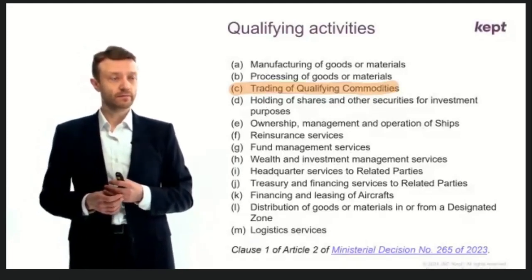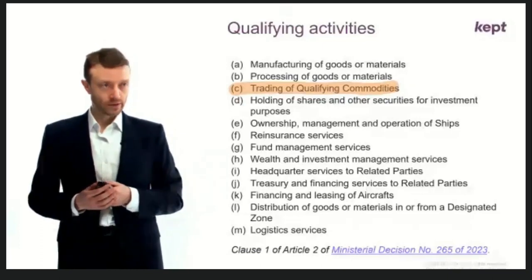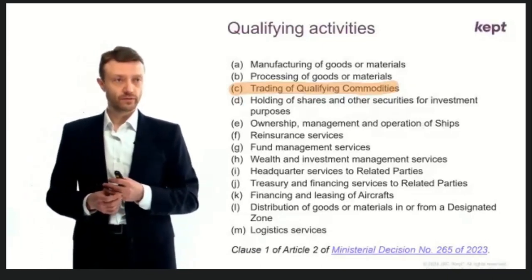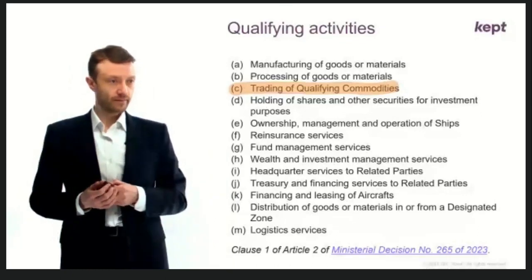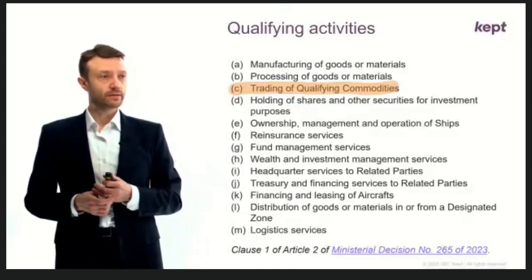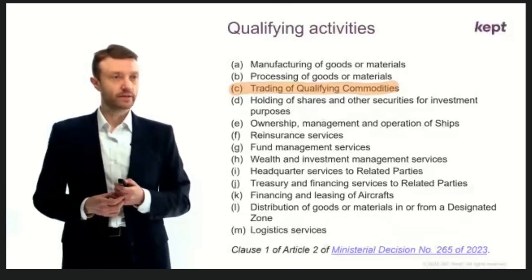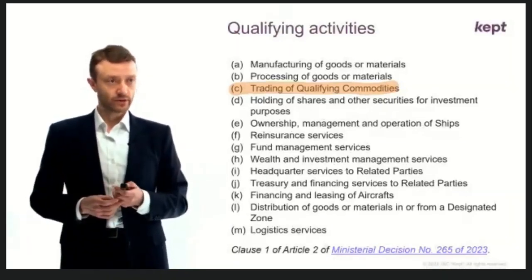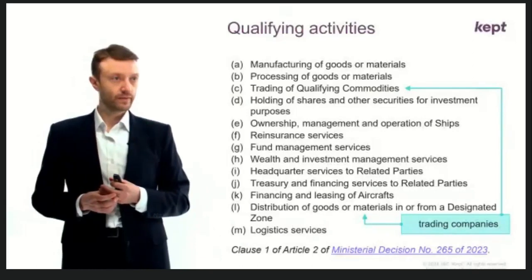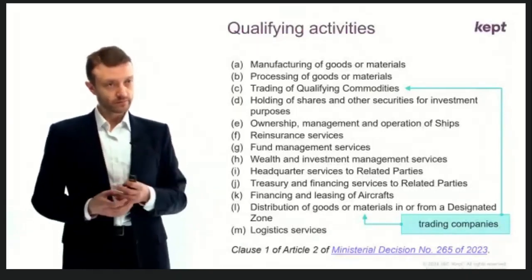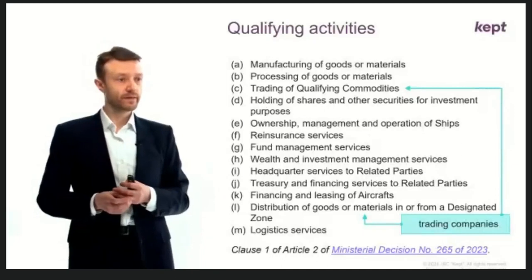But in November or late October last year, the list was updated, and the trading of qualifying commodities was included, which allowed many trading companies to enjoy the 0% rate, for example, if they are located in this DMCC free trade zone. So this is the new list. Let's look at it from the perspective of companies or functional entities that can be used or established in the United Arab Emirates, so that the overall tax efficiency of the structure is improved. For example, again, trading companies can rely on two types of qualifying activities and be subject to the 0% corporate tax rate, provided that other conditions are met.